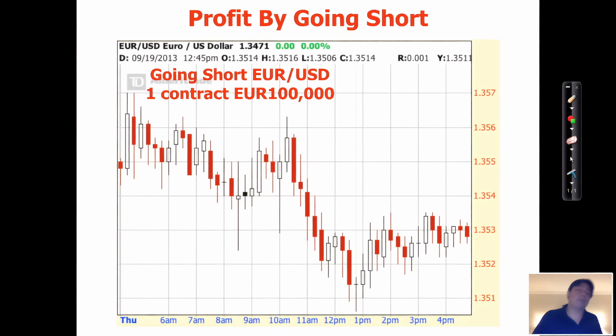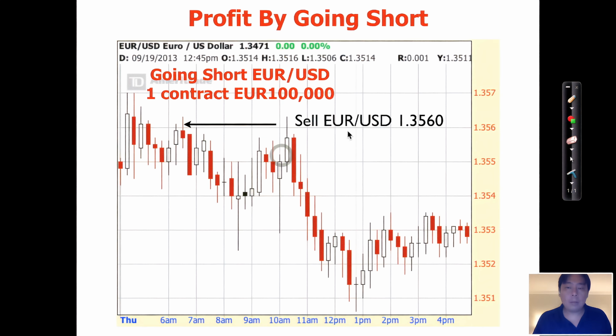So let's look at the opposite scenario, which is going short. In this case, we believe the Euro USD is going down, or the Euro is depreciating against the dollar. So we want to go short, and we short Euro USD at 3560. We short one standard contract, one lot, which is 100,000 euros. Say we are right, it goes down, and we then buy it back at 3520. So how many pips do we earn?